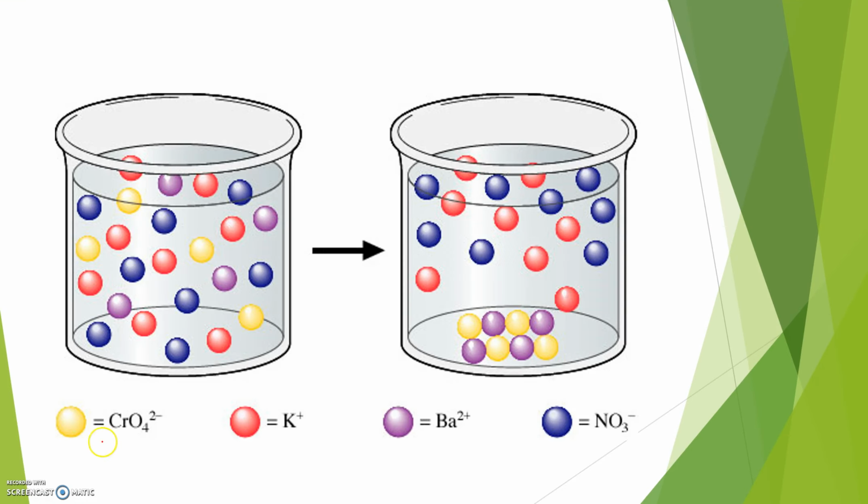Okay, so here's my 4 ions. This is what I started with. They're all aqueous, okay? All of these are aqueous. They're all floating around in solution. We know that the chromate and the barium precipitate, so they mix together, and then these guys form this nice crystal down here and sink to the bottom. That's our precipitate. While the K and the NO3 stay in solution.